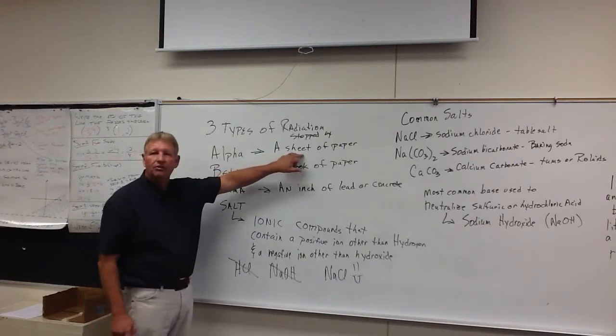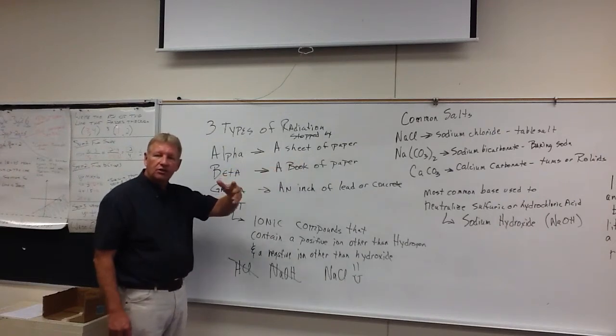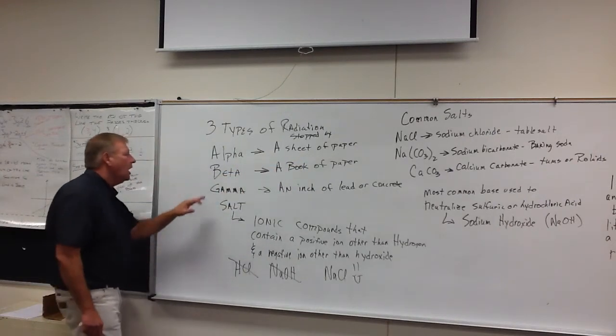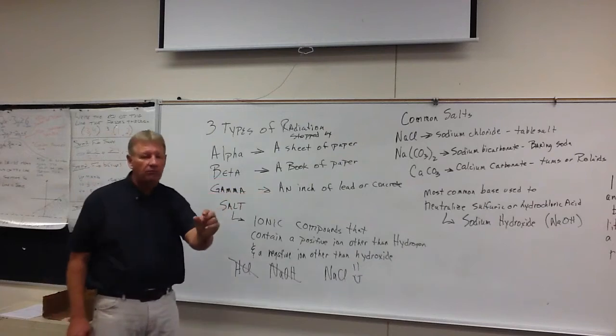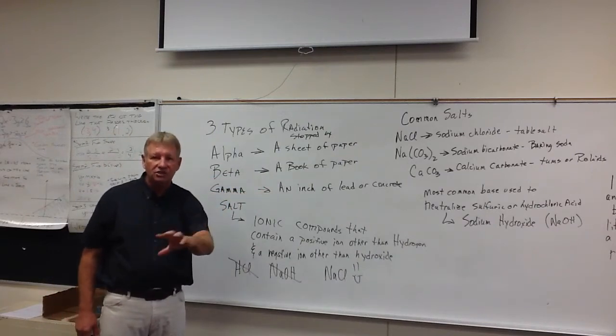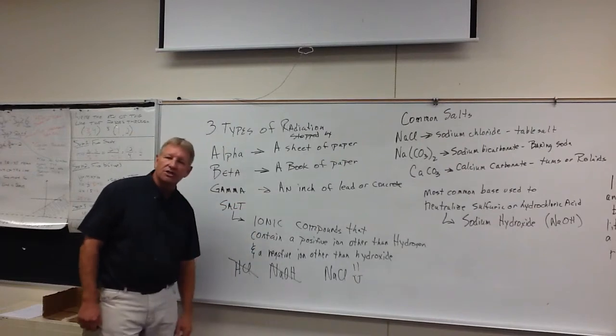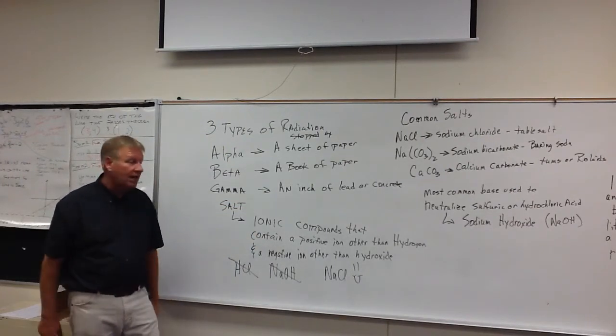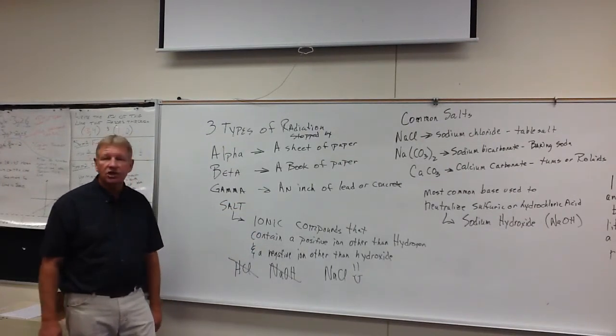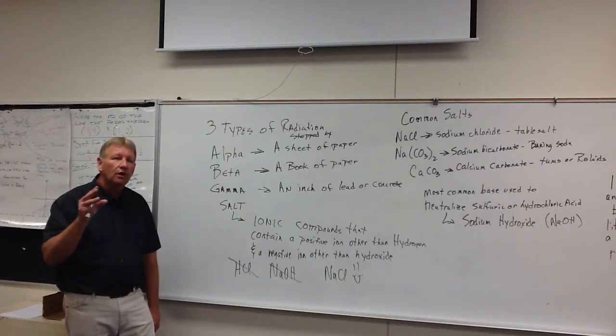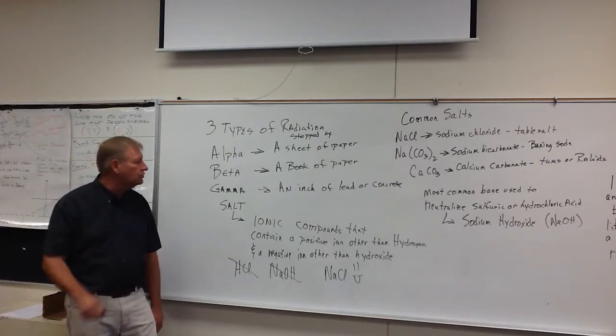A sheet of paper stops alpha radiation. Isn't that cool? Just a single sheet of paper actually stops that. Beta radiation, about a book of 100 pages actually stops beta radiation. And then gamma radiation, this is the radiation that you have when you go to the hospital and you get an x-ray, even in the dentist office when they give you that brief little 2-second shot at your tooth.